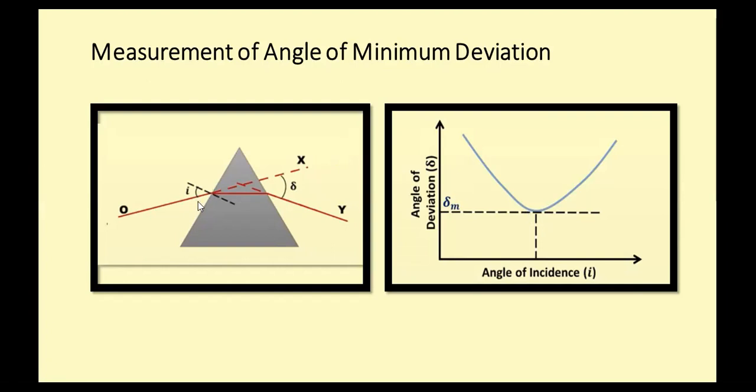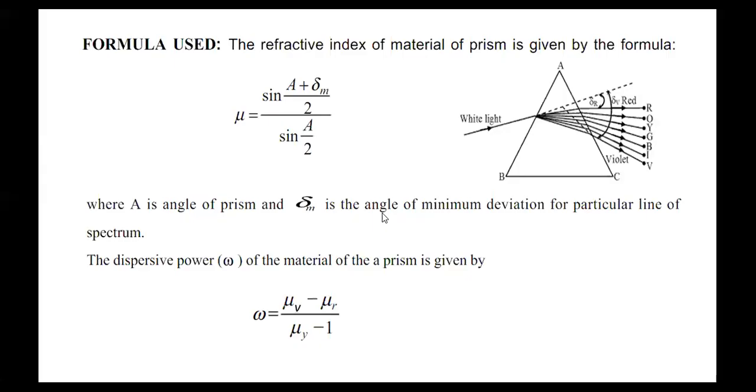So we have to set the position of the prism such that incident light fall in such a way that angle of deviation is minimum. These are the formula used.